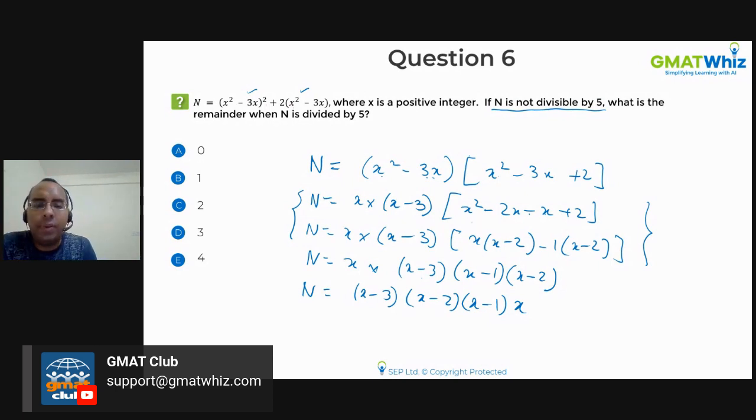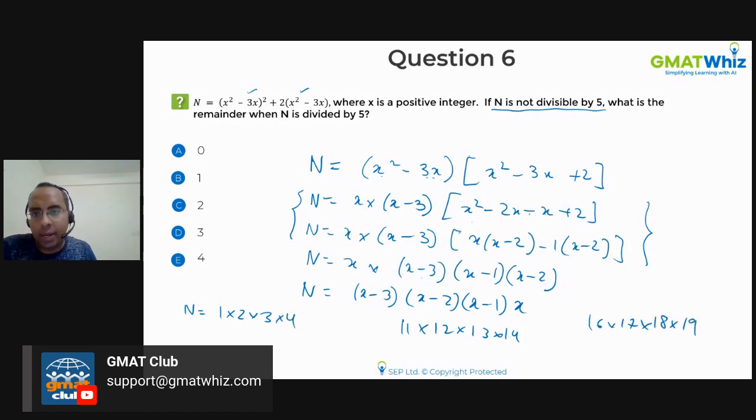Now, if you don't want to work with variables and find out the remainder, what you can do is say, okay, there are 4 consecutive integers. It should not have a 5 in it. So my numbers could be 1, 2, 3, and 4. It doesn't matter, guys. Take whatever you want, like 11, 12, 13, 14, or 16, 17, 18, 19. The answer will be the same in each case.